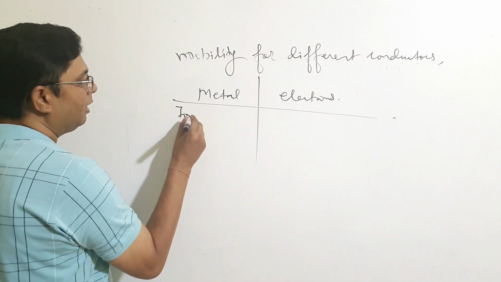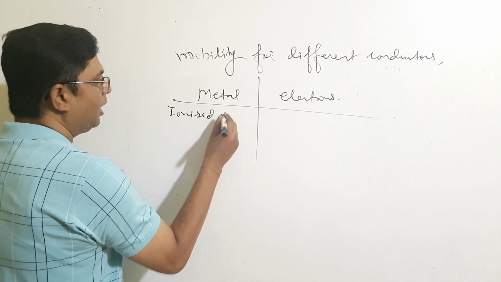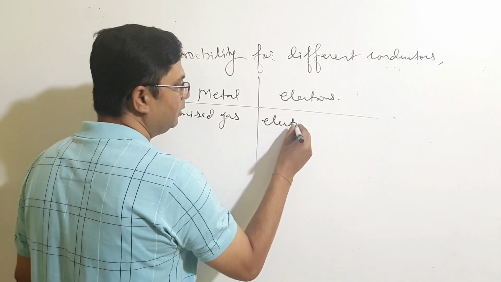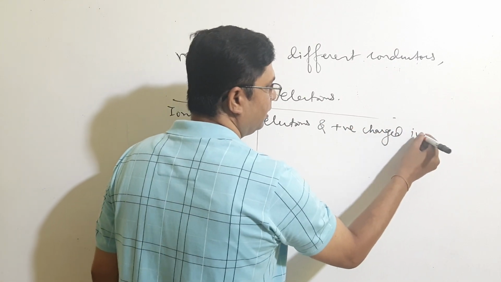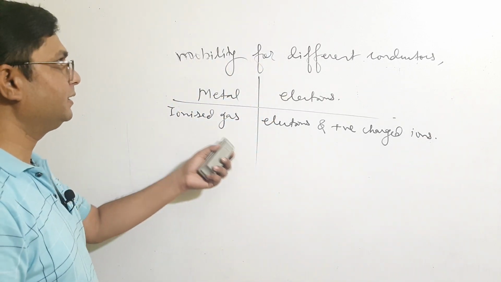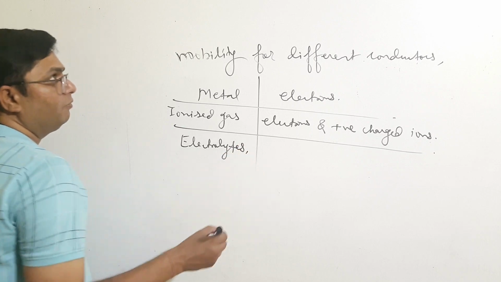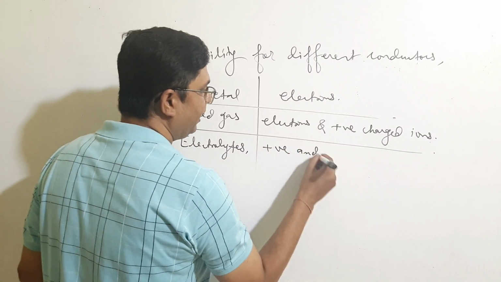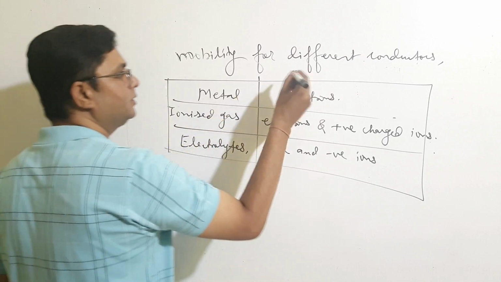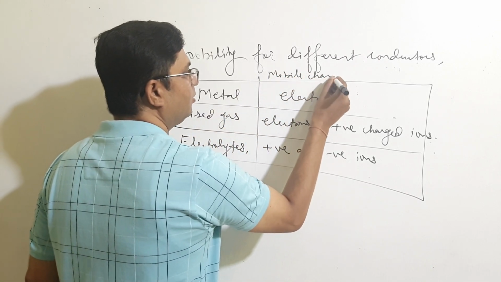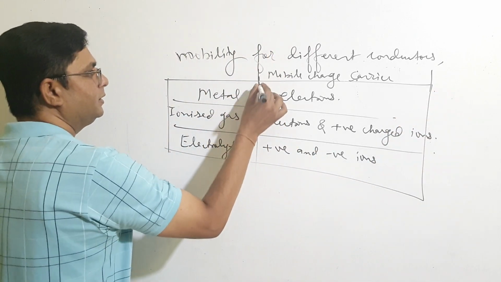Suppose you are taking ionized gas, then for this you have electrons and positively charged ions. These two are the mobile charge carriers for ionized gas. Suppose you talk about electrolytes, then for electrolytes, positive and negative ions are mobile charge carriers. So here these are the mobile charge carriers and these are the conductors.